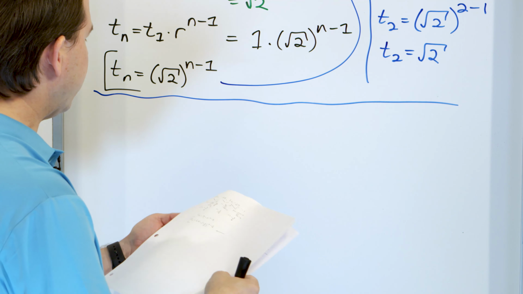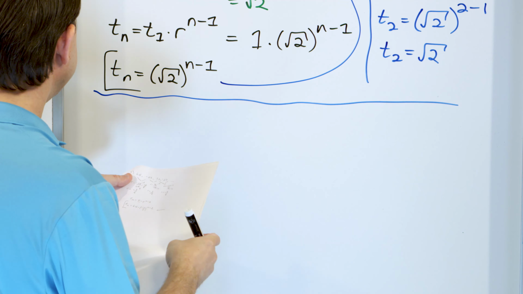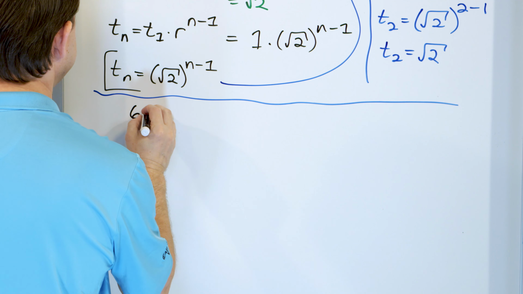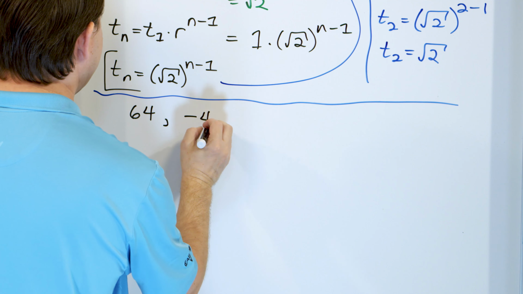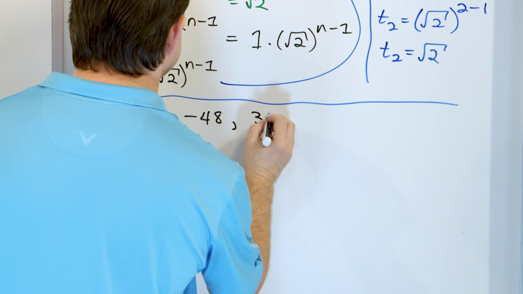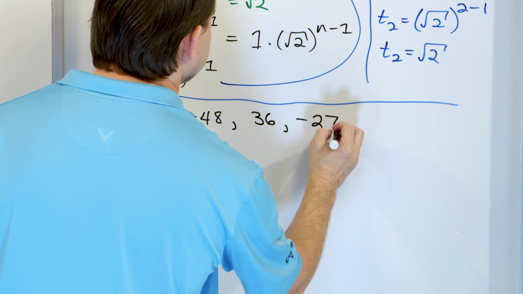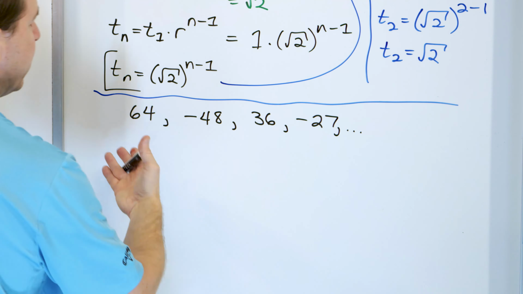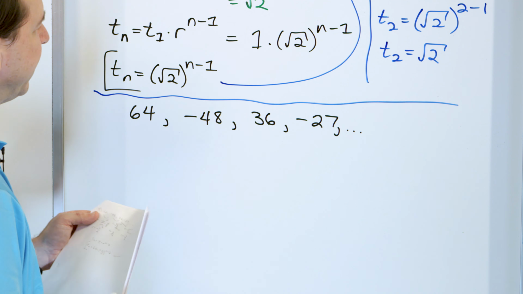All right, one more quick one, and we'll be done. The sequence goes as follows. 64, negative 48, 36, negative 27. Now, most people, including me, would not be able to look at this and decide if it's a geometric sequence or not.